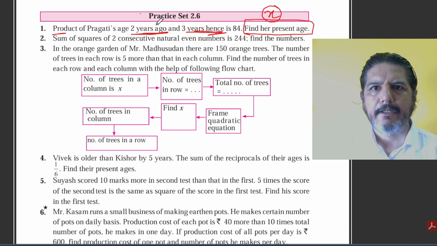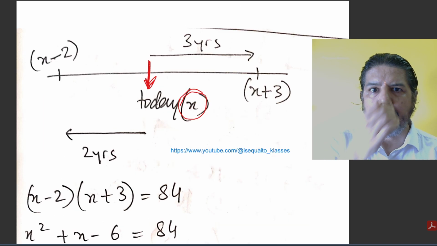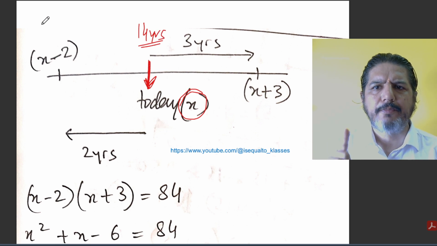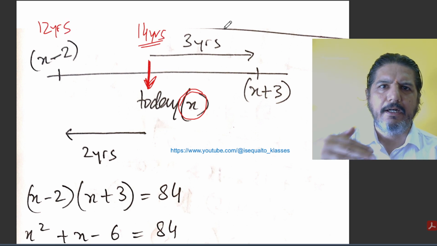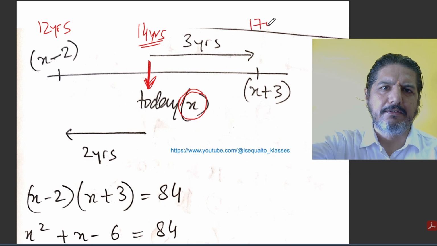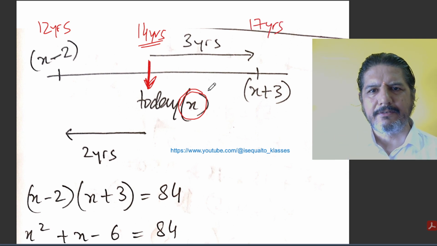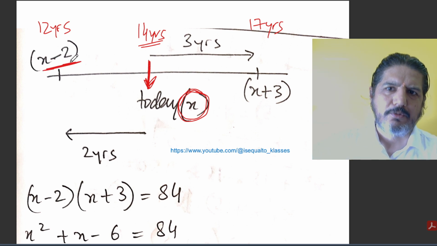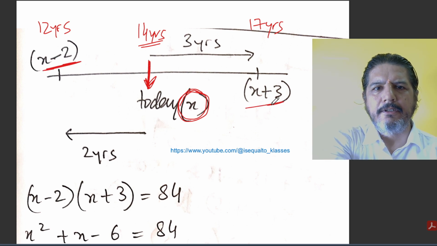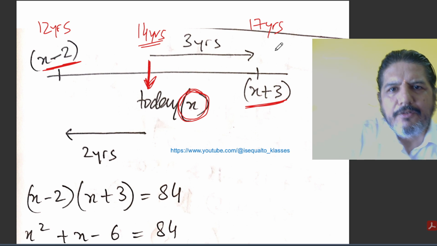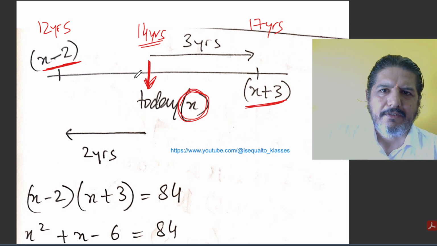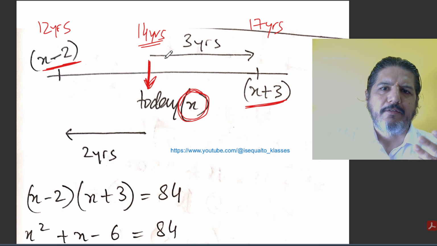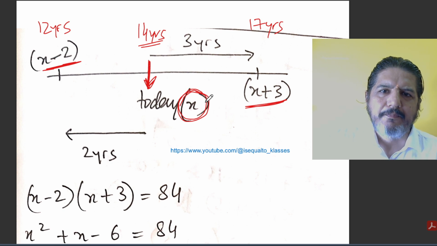Now the question is saying 2 years ago. See, basic common sense: if you are 14 years today, then 2 years back you were 12 years, and after 3 years you will be 17 years. It is as simple as it gets. So if this is X, then 2 years ago you were X minus 2, and after 3 years you will be X plus 3. This is one of the easiest questions, and in all these age-related word problems, my experience has been that using a number line makes it easier.